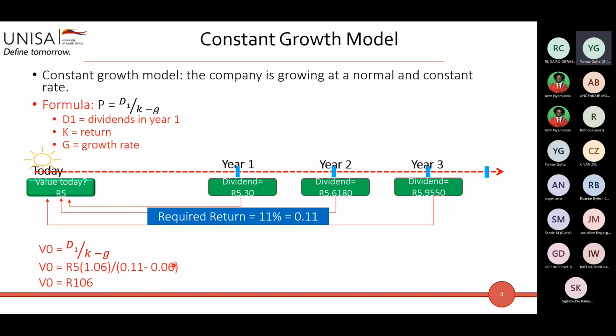Just verify that 5 Rand multiplied by 1.06 is 5 Rand 30. You divide it by 0,11 minus 0,06, which in other terms is 11% and 6%. You must get the value of 106 Rand. So it's a simple calculation. You just need to remember that we work with D1 instead of D in year 0. So that's how you do a constant growth model.